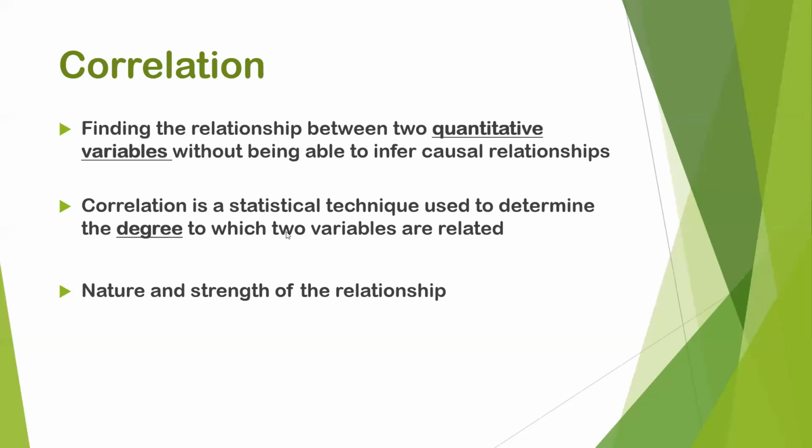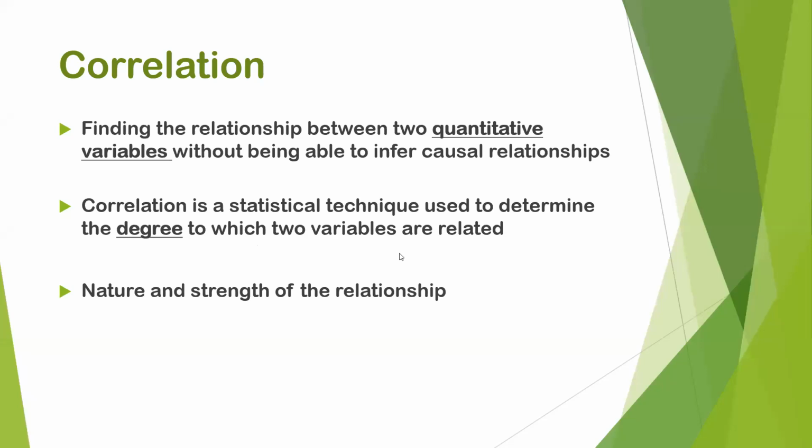Because we have 2 quantitative variables, we can also quantify the relationship between them, and see whether they are strongly associated or strongly related to each other or not. So with correlation, we can find out 2 things: one is nature, another is strength. Nature means they are positively associated or negatively associated.